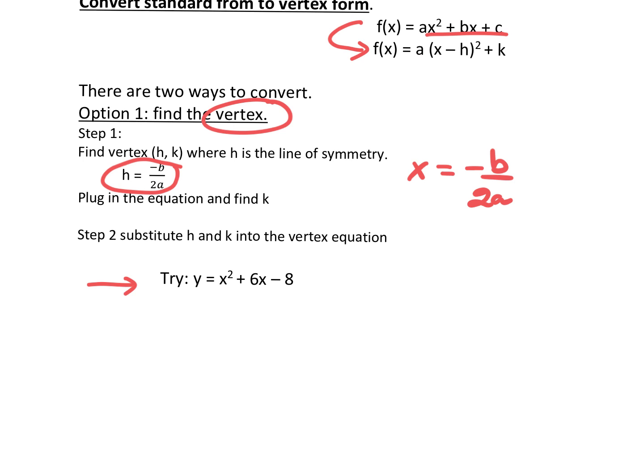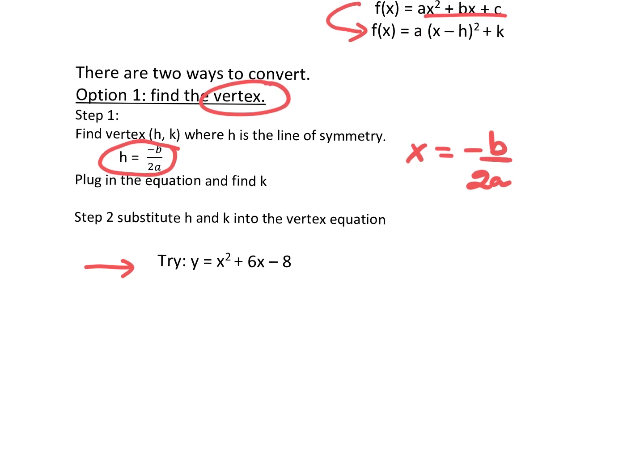Which is halfway done with the vertex. All right, so let's use that. Okay, this is A, this is B, this is C. Okay, we're gonna apply and use it to find H.